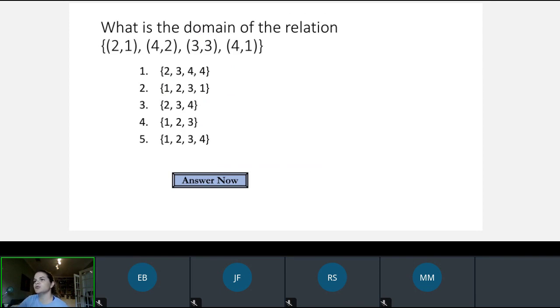So let's do a multiple choice question. What is the domain of this relation? And this is a relation because we have repeating 4s in the x's. Okay, so this is just a relation. This is not a function, but you can still tell me what is the domain.